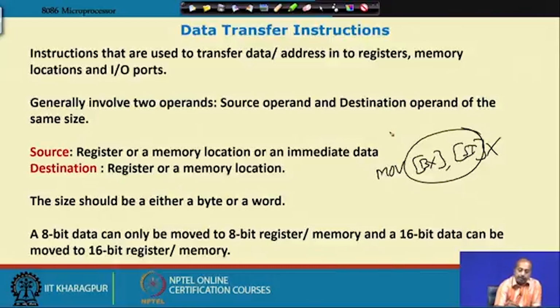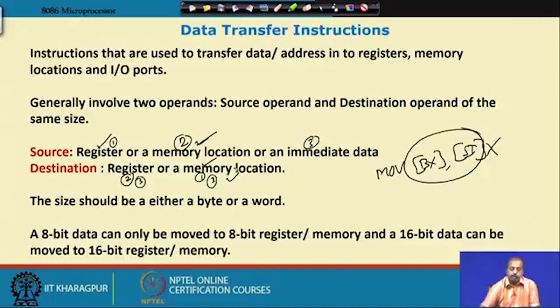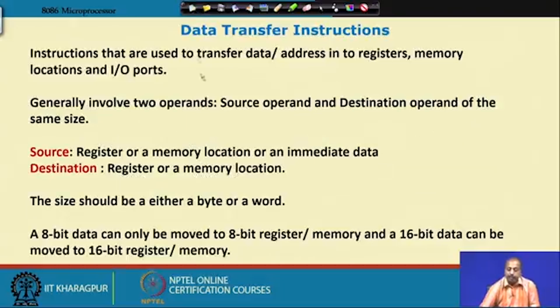So, I can have source as a register and destination as a memory, or I can have source as a memory and destination as a register. That is possible. Or source as an immediate operand and destination as a register or destination as a memory, but I cannot have source as a memory and destination also as a memory. That is not possible. You cannot put both of them as memory, and definitely the size matters. So, size should be the same.